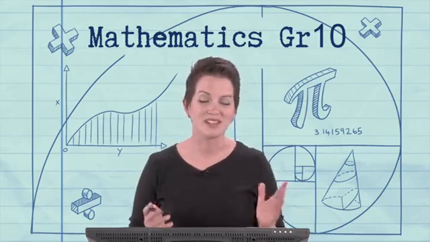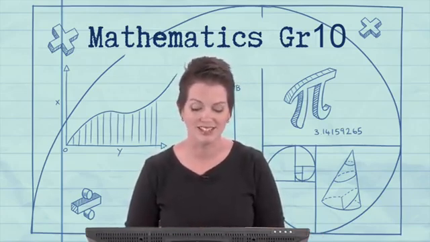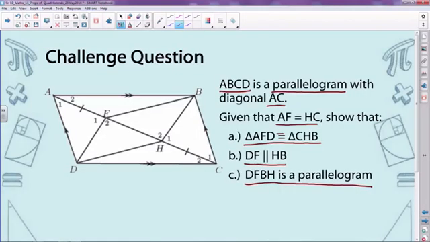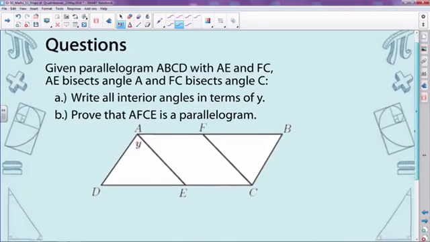Okay, grade 10s, while you were busy writing that down, I noticed that there is a typing mistake in this question. In A, it should be that triangle AFD is congruent, so that means 3 lines going across, to triangle CHB. So make sure you've copied down that error, or copied down the correction, rather. And let's go to the first question of today.